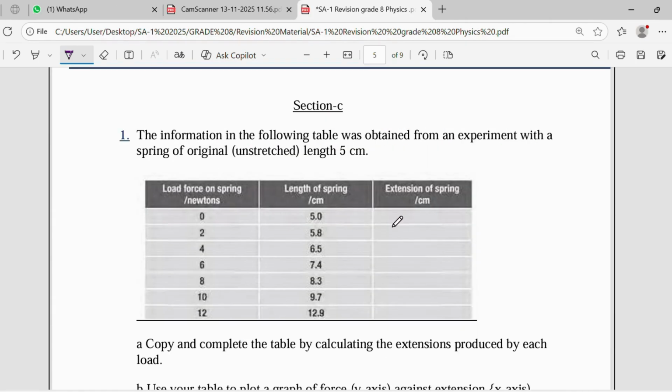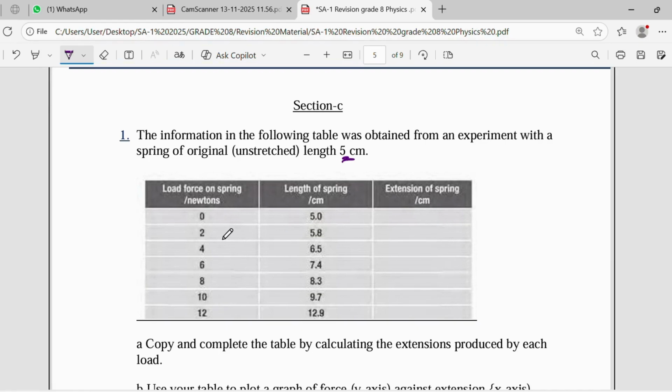Now, coming to section C, question number 1. The information in the following table was obtained from an experiment with a spring of original, that means unstretched, length 5 centimeter. This is the original length. Here we have load force on springs in Newton, and in the next column the length of the spring is given in centimeters. We need to find out the extension of the spring in centimeters.